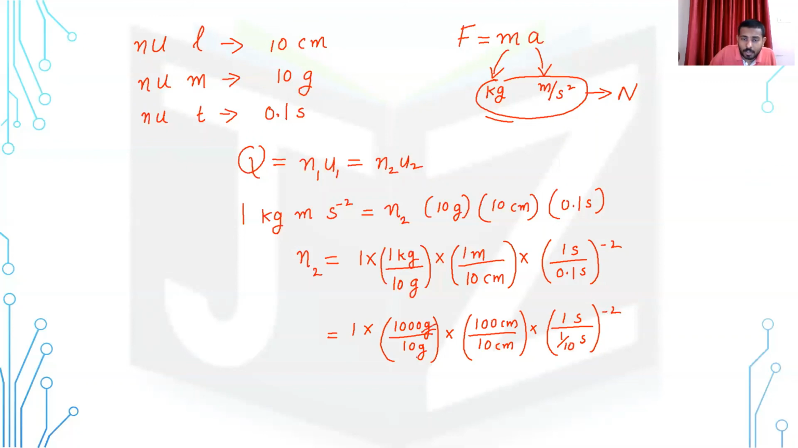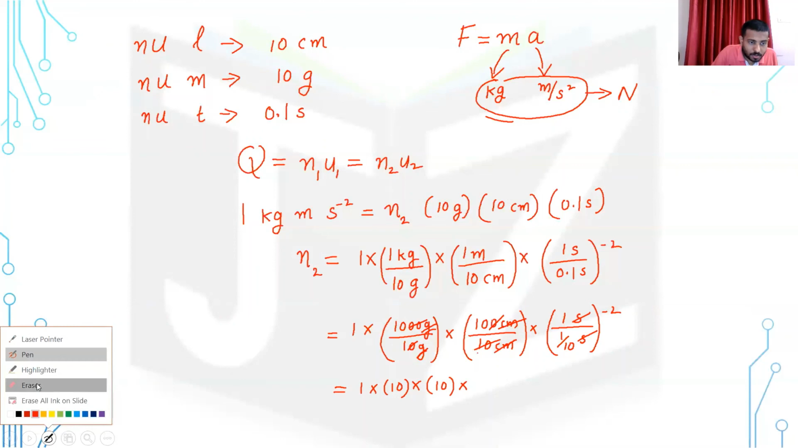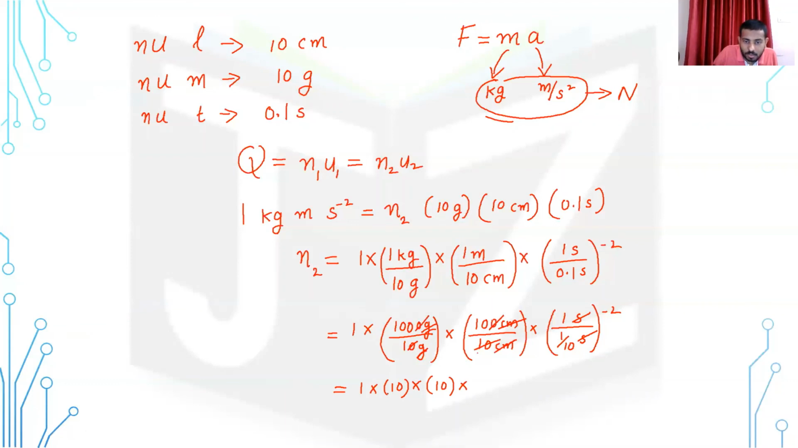So cancelling gram and gram, centimeter cancels, second and second cancel, and we get 1 into 10 into what remains here is also 10... Sorry, here we have 100, my mistake. Okay, so we have 100 into 10 into 1 divided by 10, that is 10 raised to minus 2.